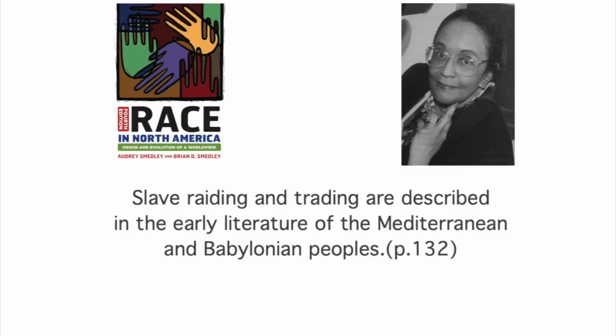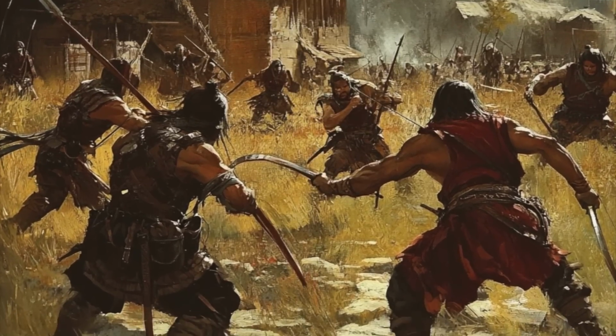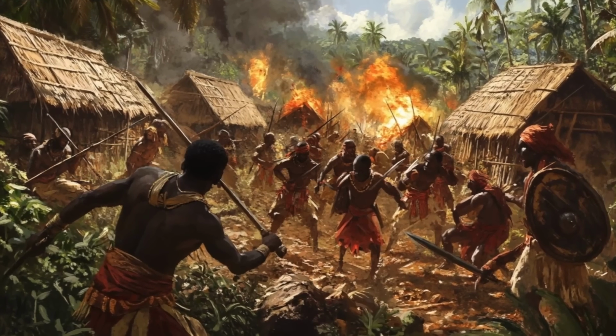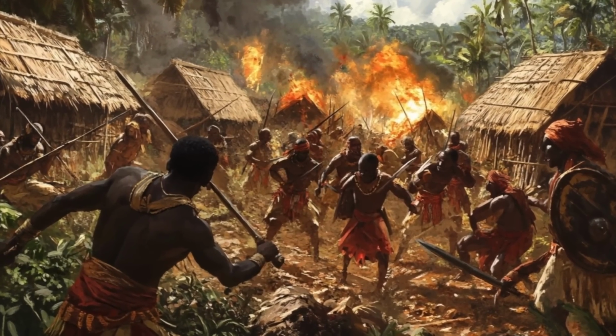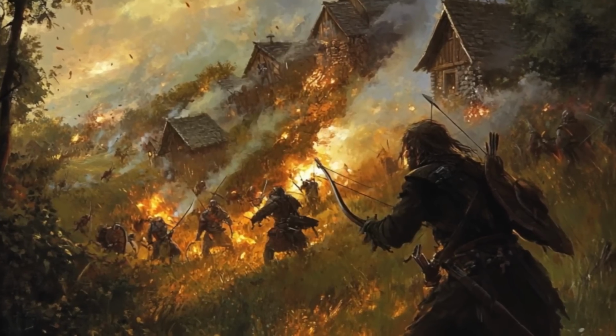Slave raiding and trading are described in the early literature of the Mediterranean and Babylonian peoples. And what is slave raiding? That's the practice of capturing people for the purpose of selling them as slaves. The slave raiders often looked for the most vulnerable and easy to capture people to prey on. So with the least resistance, they could capture those people, take them off far away to be sold to labor camps. And people from many different backgrounds were doing this for thousands of years.